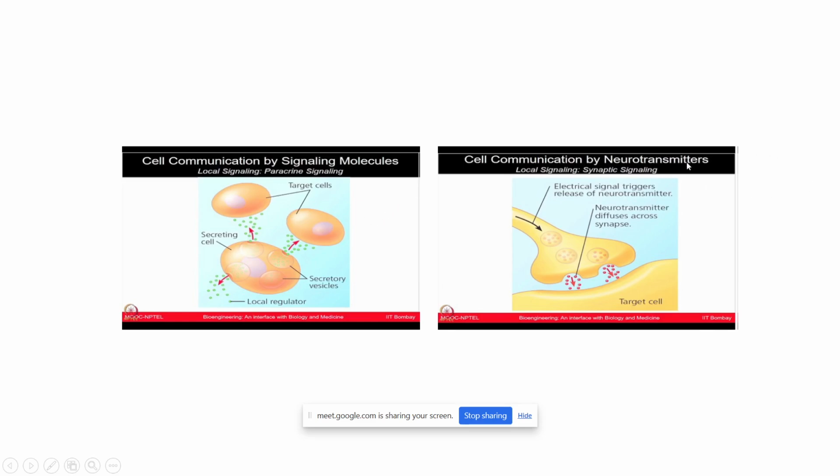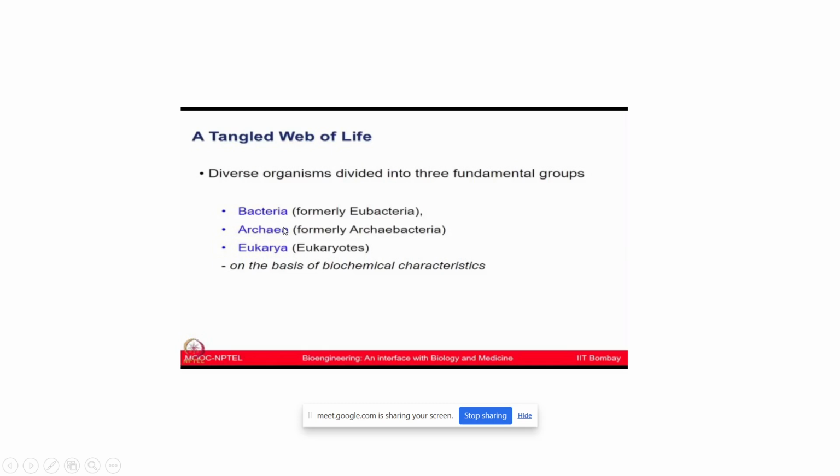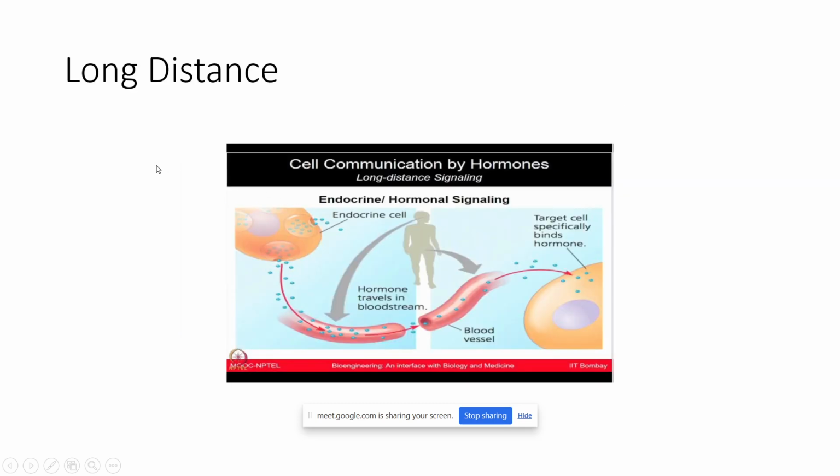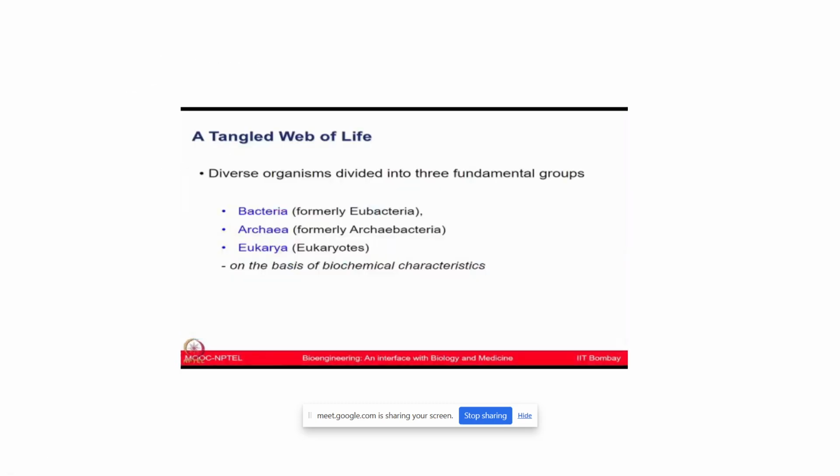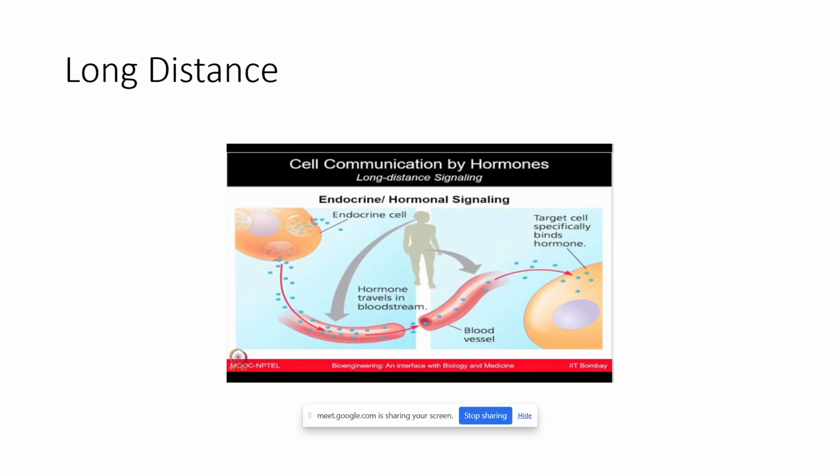One of the ways is neurotransmitters, wherein in nerve signals there are certain neurotransmitters which send the signals accordingly. Similarly, there is something called paracrine signaling and autocrine signaling. Paracrine signaling is where one cell is communicating with other cells. This we just discussed for bacteria, archaea, and eukaryotes.